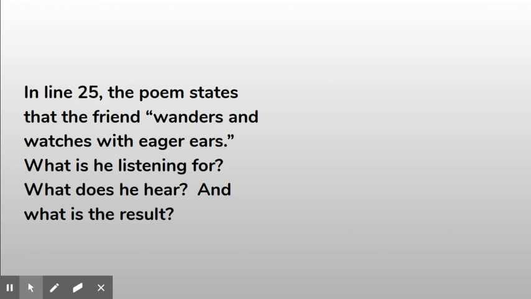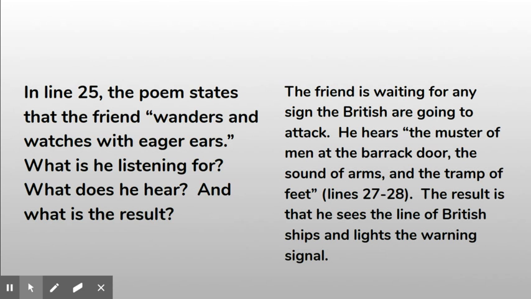In line 25 of the poem, it says that the friend wanders and watches with eager ears. What's he listening for? What does he hear? And what is the result? Well, he watches and wanders with eager ears till in the silence around him he hears the muster of men at the barracks door. So he's waiting for any sign of the British, and he hears the muster of men. Notice that that's a direct quote from the poem, text dependent. The result is that he sees the line of British ships and lights the warning sign. So he sees those ships and he goes to light the lantern to warn Paul Revere.